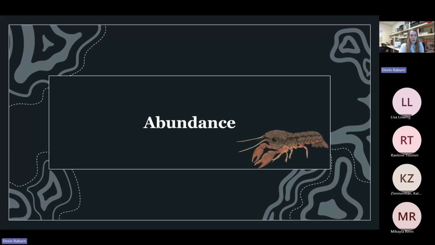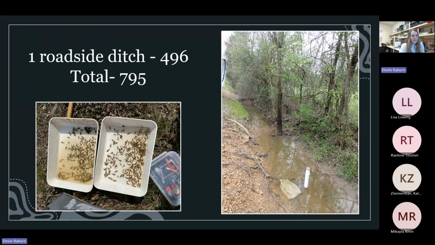So keep that in mind, though, and we'll touch a little bit on abundance of our crayfishes in each habitat type. Even though we only detected rivulet crayfishes at 9 ditches overall, really low occupancy rate, we found in one roadside ditch, we caught 496 rivulet crayfishes just within that 10-minute sampling period. And the total overall that we caught for the sampling season was 795. And this is the picture of the ditch that we caught those almost 500 in. And you can see them all in the little trays there, super small.